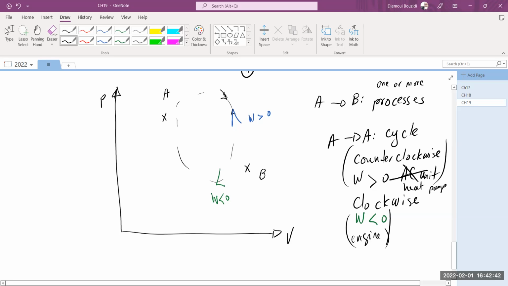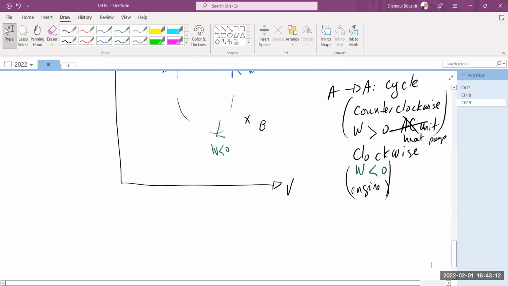Work, W better be negative. That means the system is doing work on the environment, okay? That is when dV is positive. When dV is positive, W is negative, okay? That is basically why it's an engine. That is, if the starting point is the same as the ending point, you have a cycle, okay? Otherwise, you have a process or more than one.